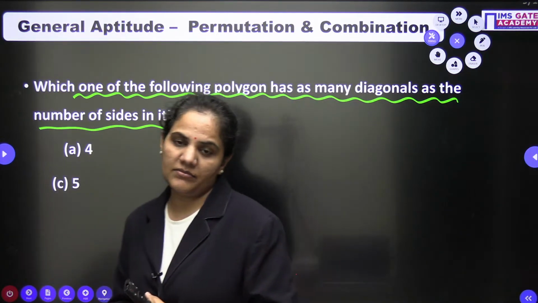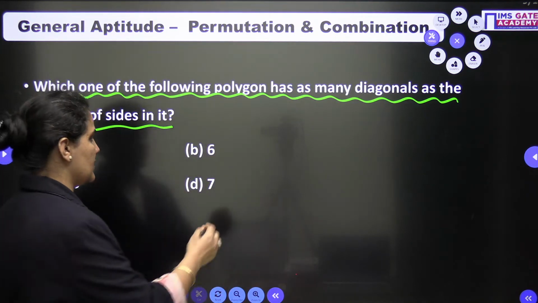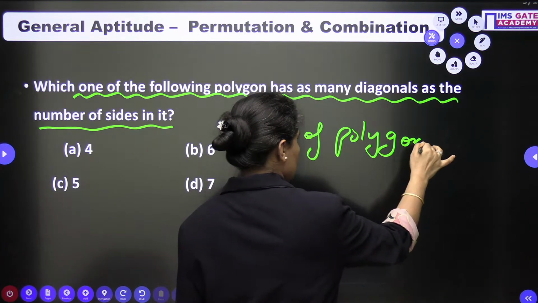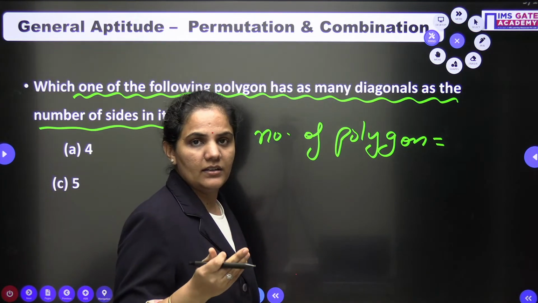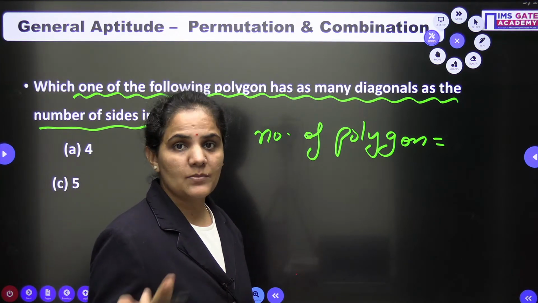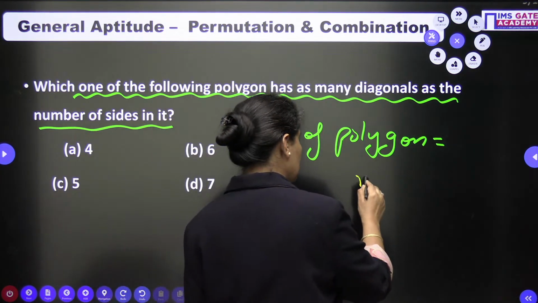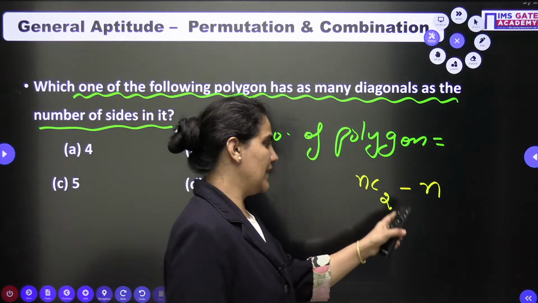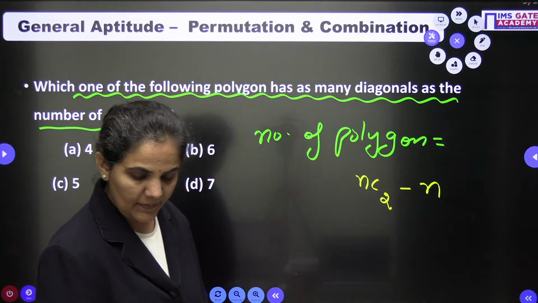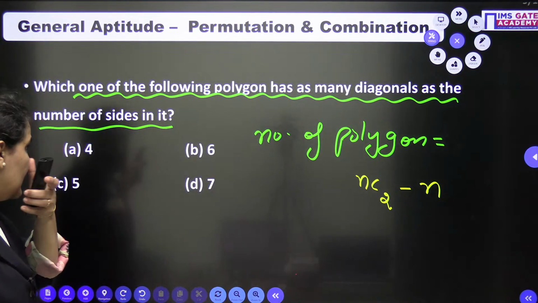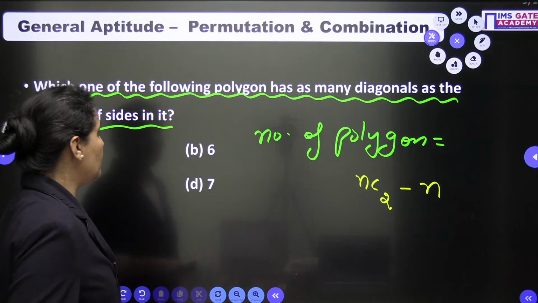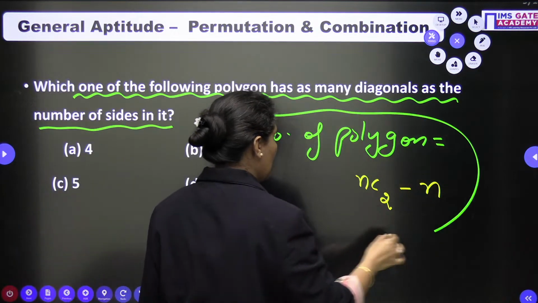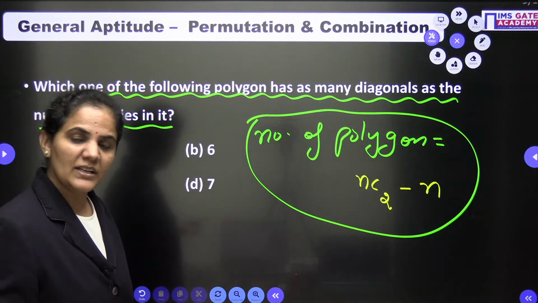So here first of all we need to use one simple formula for the number of diagonals of a polygon. The number of diagonals is always equal to the number of straight lines, which is NC2, minus N. NC2 is the number of straight lines, and minus N removes the sides. Here it is mentioned that the polygon has as many diagonals as the number of sides. So the number of sides I want to find will be the number of vertices.